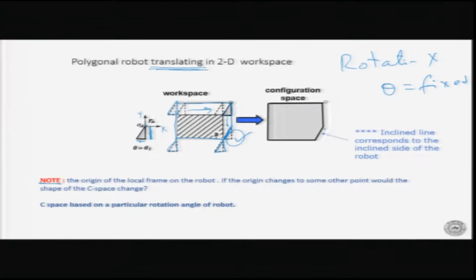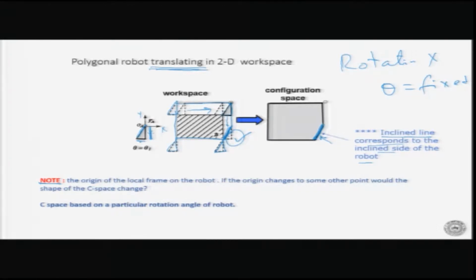But if you note very carefully, this face was inclined. Why was it inclined? Because this corresponds to one inclination here. So there appears to be a correlation between these two. The correlation is that the inclined line on your C space corresponds to the inclined side of the robot. In this particular case, there was only one inclined face. So, geometrically you can correlate.